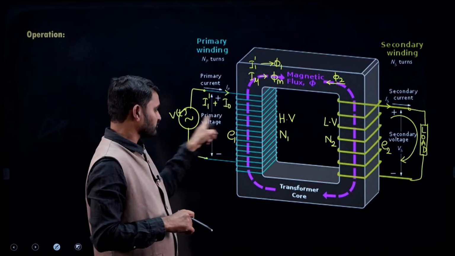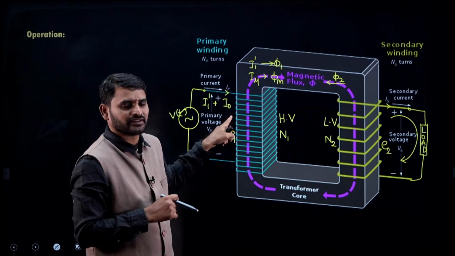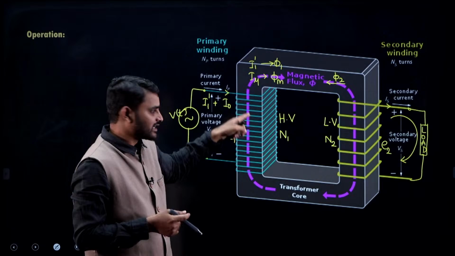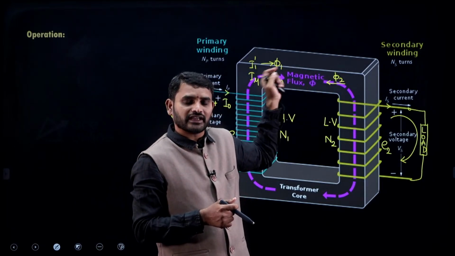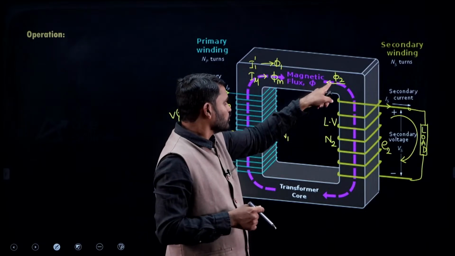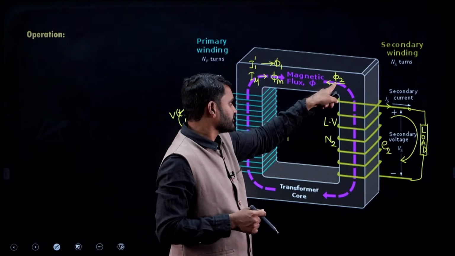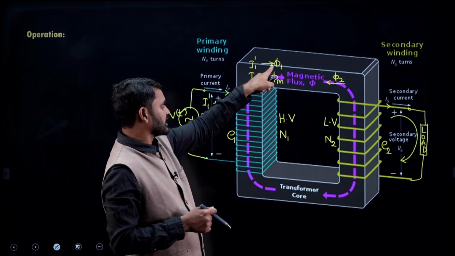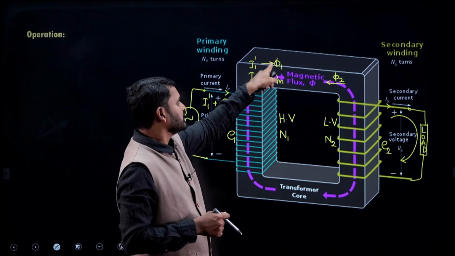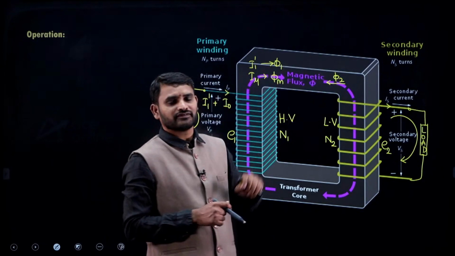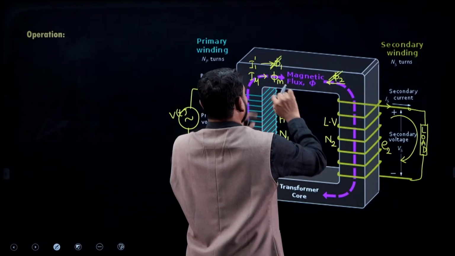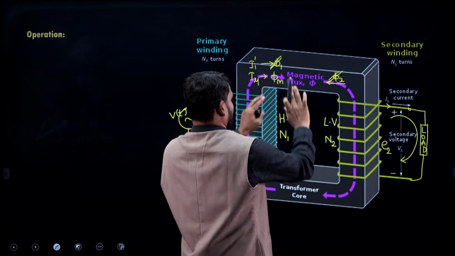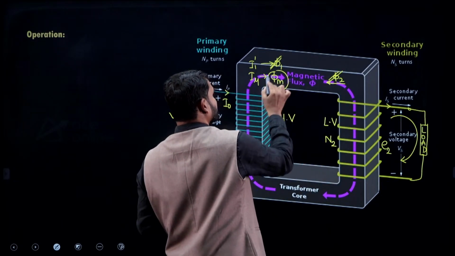I1 dash is because of what? Because of the increase in potential difference. Why is the potential difference increased? EMF is decreased. Why is it happening? Phi 2 is opposing phi. So, to satisfy Lenz's law, this I1 dash is creating a flux phi 1, and this phi 1 is going to oppose phi 2. So, now phi 1 and phi 2 will compensate each other, and at the end only phi m is available in the core.